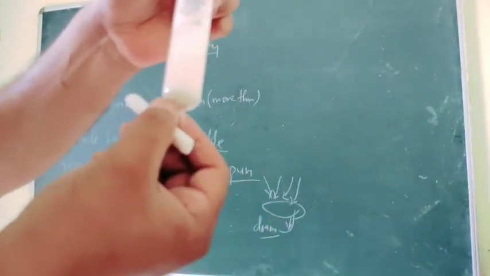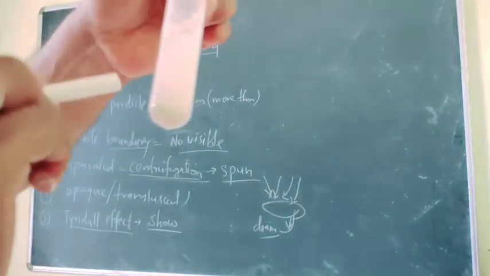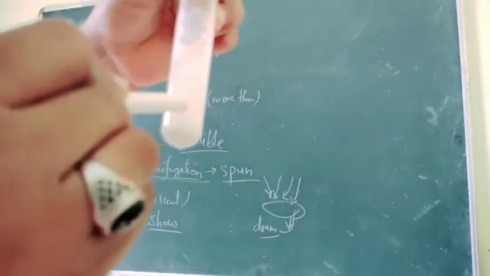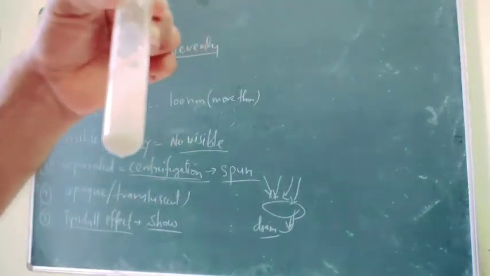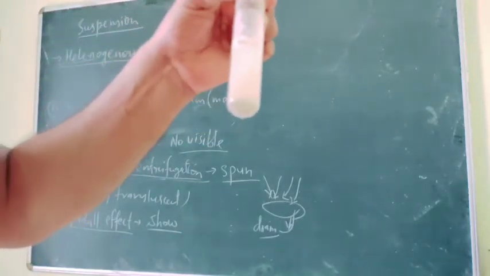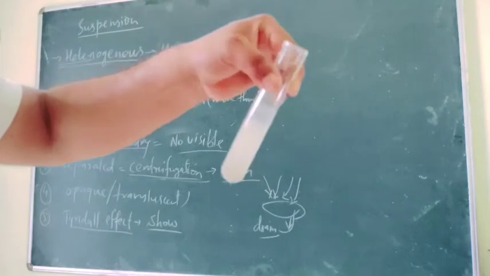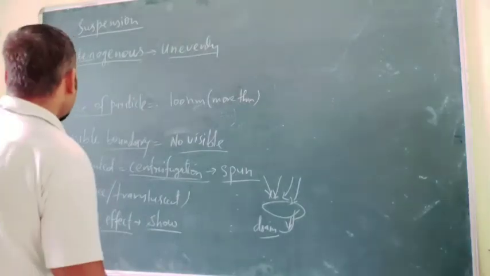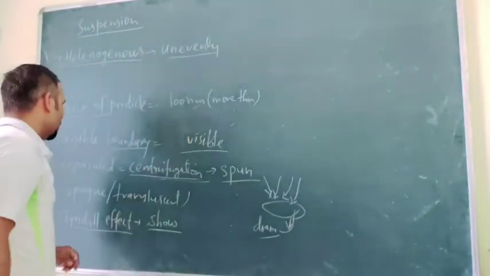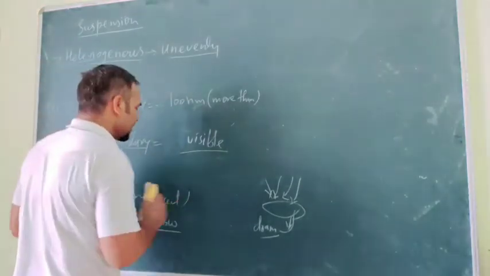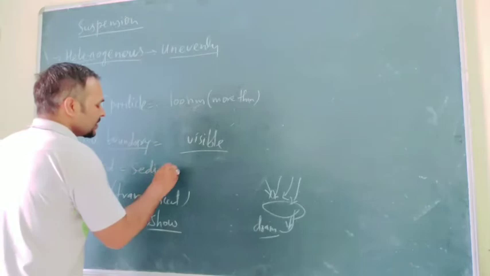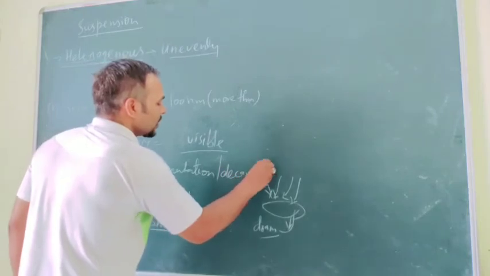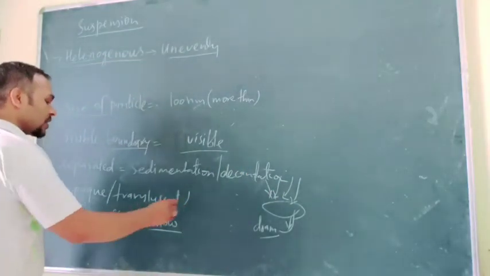We can see the particles like this. We can see different boundaries, right? So the size of the particle is very large as compared to colloids and solutions. I hope it is clear. And it can be separated by sedimentation. We can separate it by sedimentation. Clear? So here you can see the visible boundary. Yes, there is a visible boundary, separated by sedimentation and decantation, and loading also. We can separate it. Opaque or translucent.